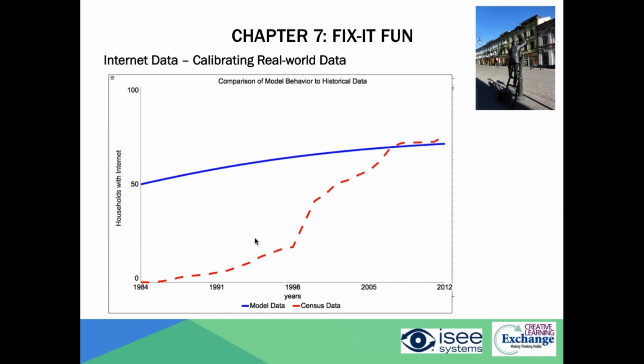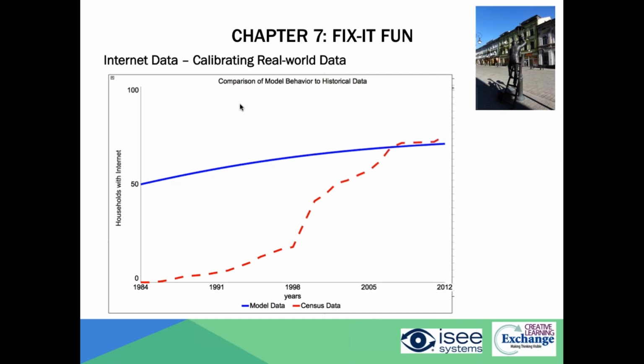So then the second fix-it model is looking at how you could calibrate a model. If you have some real-world data, how could you calibrate the model in a way that would come close to matching that data? So this is based on another model that was looking at the introduction of electricity in this country and how over time it became very prevalent.